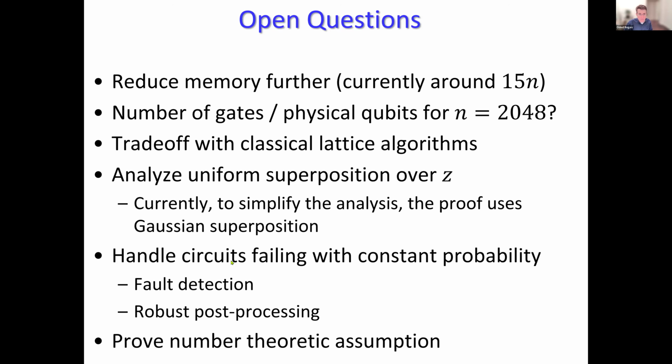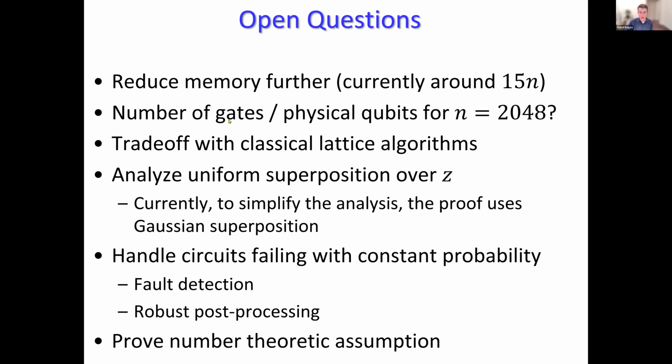So open questions, and many open questions. Reduce the number of qubits or the space requirements further. Currently it's around 15n. This is the work of Ragavan and Vaikuntanathan. And the number of gates: trying to actually get an honest estimate of the number of gates, really physical qubits. I don't know. This could be quite interesting, but probably not easy to do this calculation in detail.